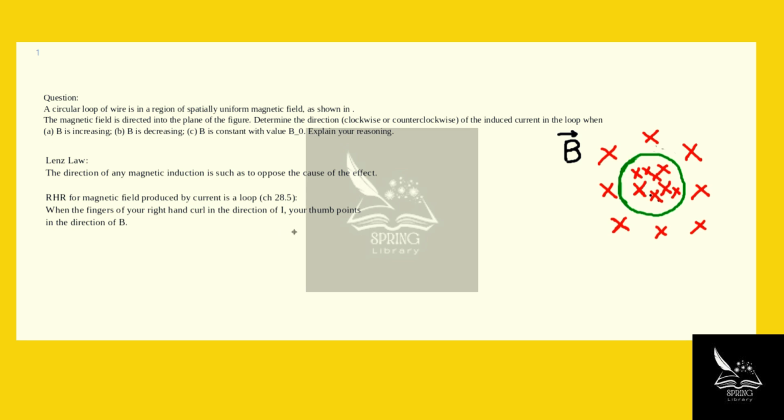So if that's the case, you again use your right hand rule. So you point your thumb towards the magnetic field which is into the page, and then you curl your fingers, and if you do that, you will see the current will be clockwise, right? Okay, so to summarize, for part A, your current will be anti-clockwise.